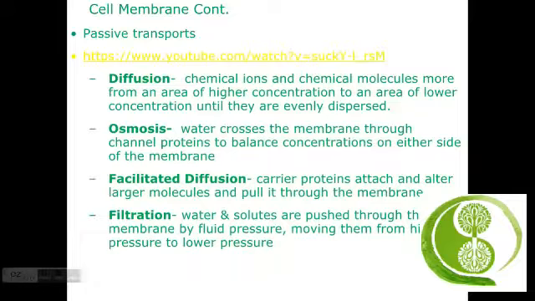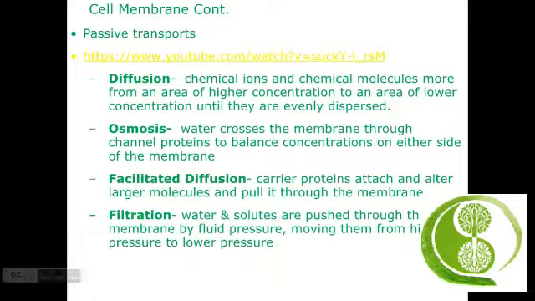Okay, great. So now you've watched the video on passive transports. So we'll just go over a couple of the types of passive transports. First up, we had diffusion. This is where the chemical ions and the molecules, I should say move, not more, move from an area of higher concentration to an area of lower concentration until they're evenly dispersed.